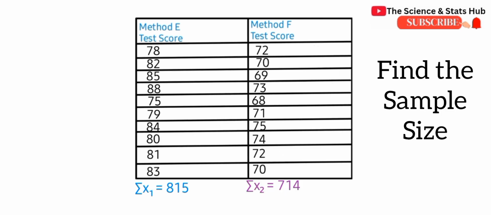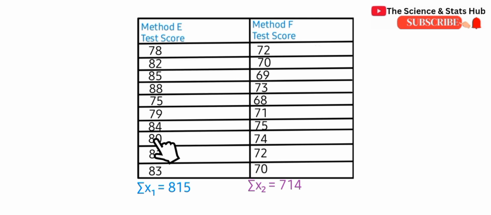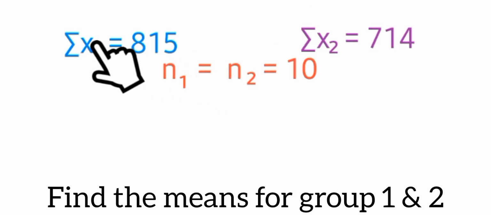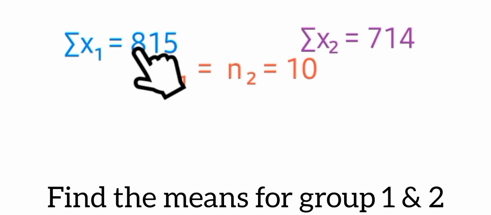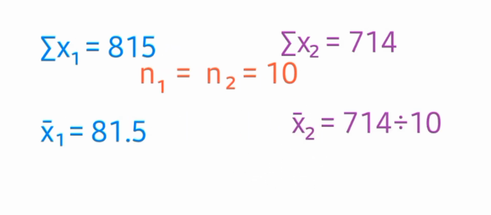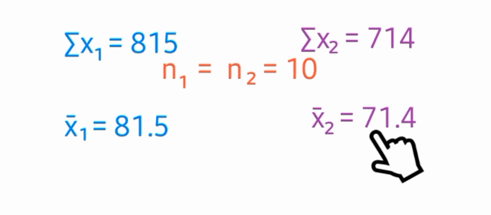Find the sample size. Of course, we have equal sample size for the groups. For method E, the sample size is 1, 2, 3, 4, 5, 6, 7, 8, 9, 10. So also for method F, this entails that n1 is equal to n2. Finding the mean for the first group will be summation x, 815, divided by 10, equals 81.5. Mean for the second group will be this value divided by 10, 71.4.